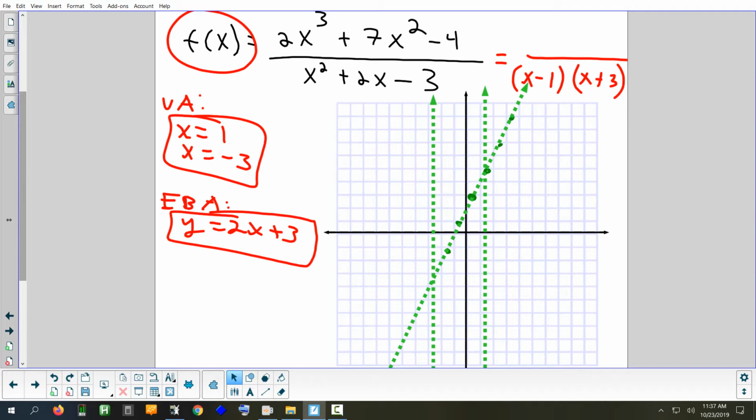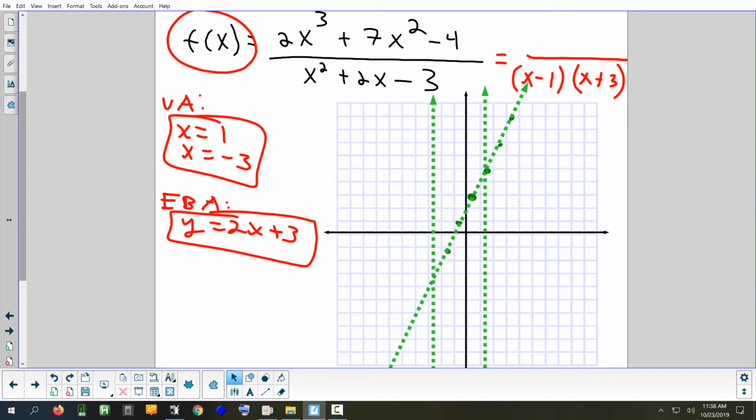Okay, so let's start checking some points. When I check some points, it's going to tell me, am I up in the top part or am I down in the bottom part? Because I basically have 6 sections here: 1, 2, 3, 4, 5, 6. Usually you end up drawing in 3 out of the 6. This is kind of like yesterday.